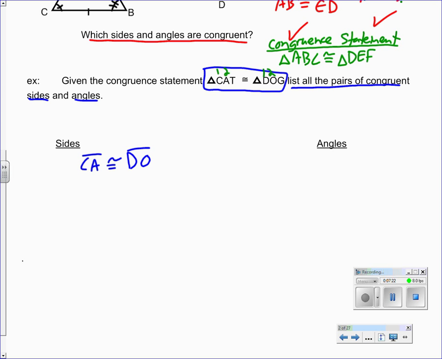Same thing, the next one off the first triangle would be AT, and that would line up with OG off the second triangle. And the last one would be side TC off the first triangle, would be congruent to GD. Alright, so these are all three sides. Remember, sides are segments, so we name them with the two endpoints and the segment sign over top.